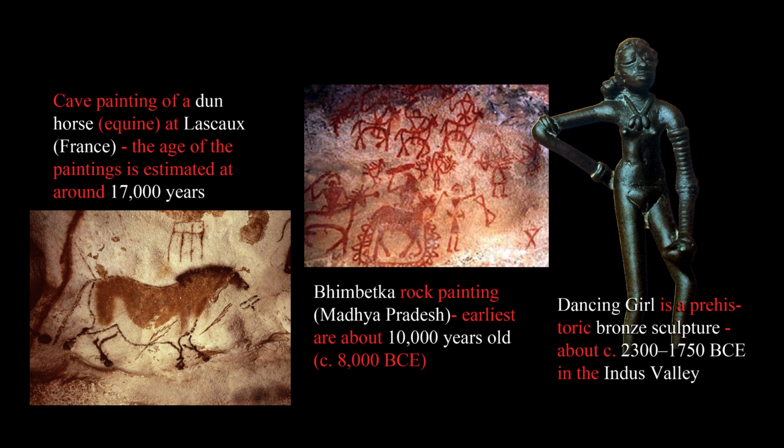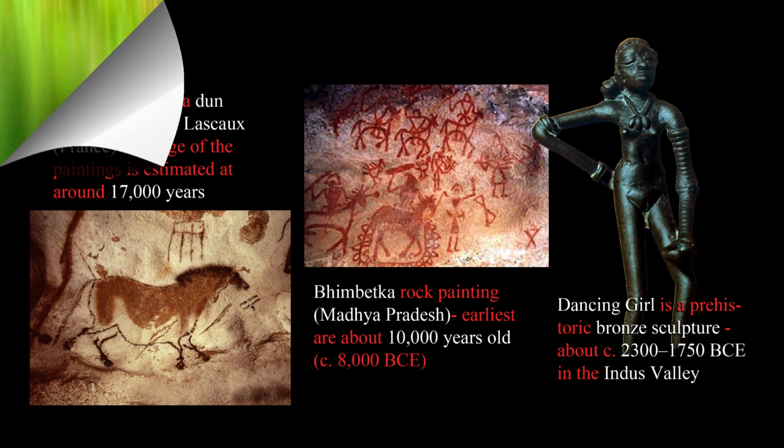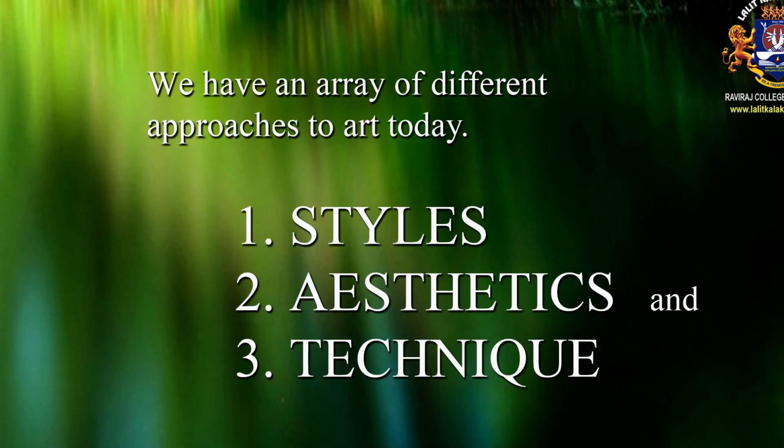Bhimbetka rock painting, Madhya Pradesh, earliest are about 10,000 years old, circa 8000 BCE. Dancing girl is a prehistoric bronze sculpture, about circa 2300 to 1750 BCE in the Indus Valley. We have an array of different approaches to art today.